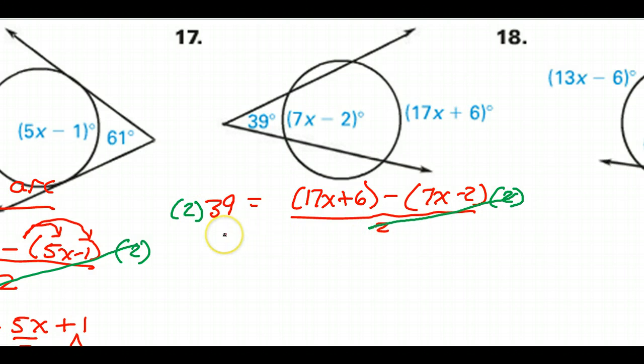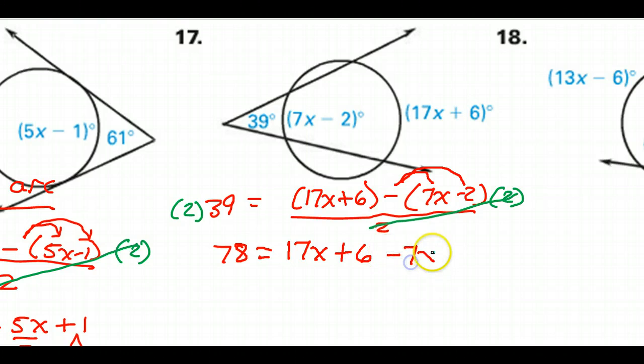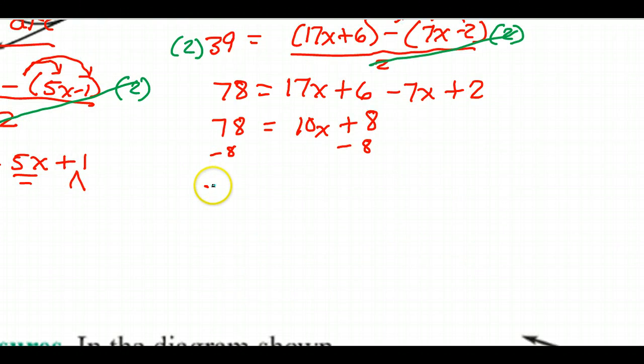Okay, so that's going to give me 78 equals. Now again, be careful, this minus sign has to distribute. So this will be 17x plus 6 minus 7x plus 2. Negative times a negative is a positive. Combining like terms, 17x minus 7x, that's 10x. 6 plus 2 is 8. Okay, subtract 8 from both sides. That's going to give us 70 equals 10x. And then just divide by 10.